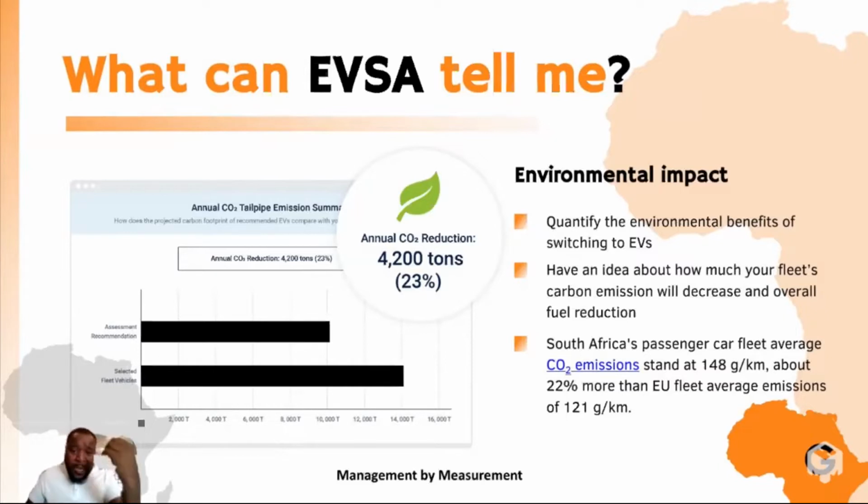So here we see that it will help you to calculate your annual CO2 emissions and identify whether you qualify for environmental benefits of switching to EVs, which is something that is already in discussion with the government as we speak. You will have an idea about how much your fleet's carbon emissions will decrease, and overall the fuel reduction, as mentioned with our fuel reports, all right? And South Africa's passenger car fleet average CO2 emissions stands at 148 grams per kilometer. That is still a bit high.